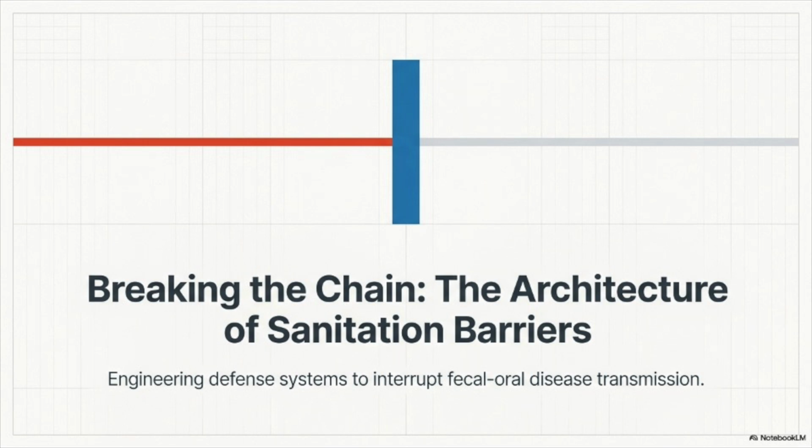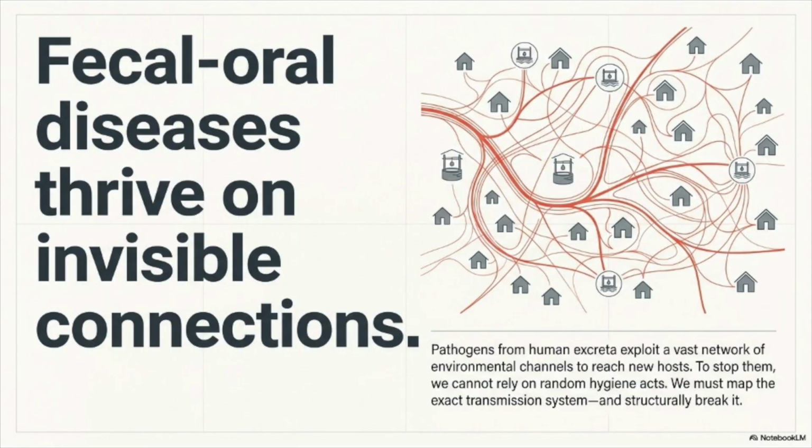Did you know that most fecal oral diseases spread not through one single mistake but through an entire invisible network of connections? Today we are going to break down exactly how this transmission chain works and, more importantly, how we can engineer barriers to stop it completely. Fecal oral diseases thrive on invisible connections. Pathogens from human excreta exploit a vast network of environmental channels to reach new hosts. To stop them, we cannot simply rely on random hygiene acts. We must map the exact transmission system and structurally break it.